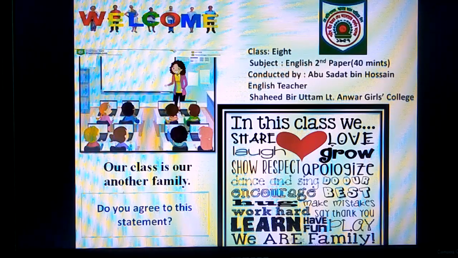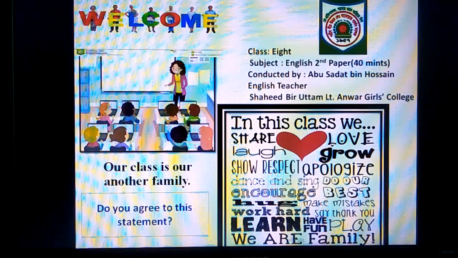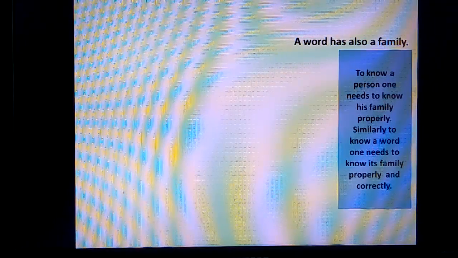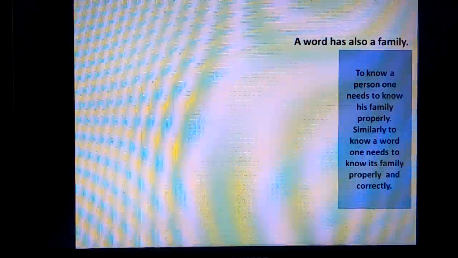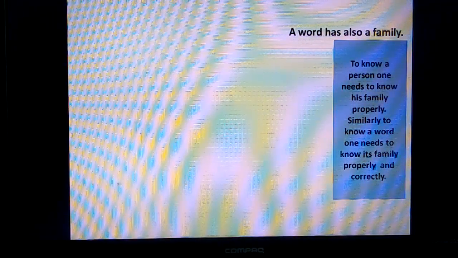In fact, every person belongs to a family. But have you ever heard that a word has also a family? Surprised? Yes, a word has also a family. A particular word belongs to a particular family. To know a person, one needs to know his family properly. Similarly, to know a word, one needs to know its family properly and correctly.